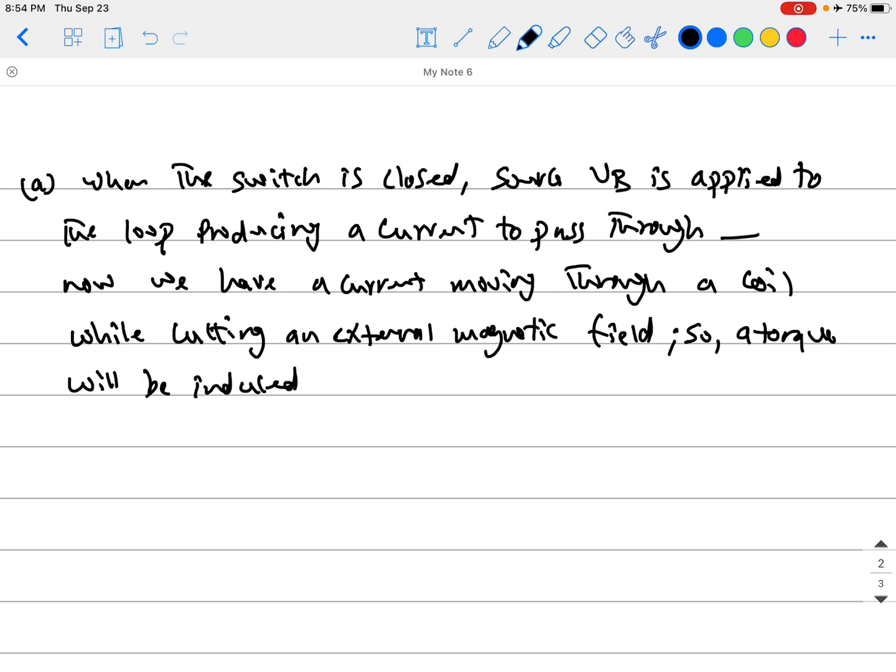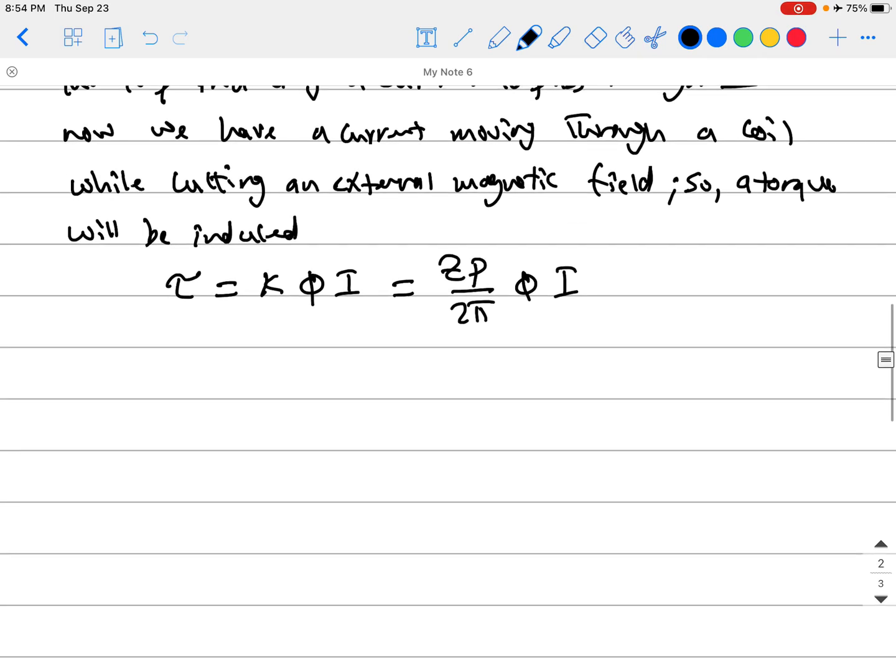Now you have a mechanical torque produced in this. Okay, and you can actually calculate this torque. If you remember this torque from the last lecture, it equaled the constant K multiplied by phi multiplied by the current I. And this K, remember, equals ZP over 2 pi, while Z is the number of conductors, P the number of poles, phi the flux, and I the current. That is the very last thing we discussed in the last lecture. Keep that in mind. Okay, so now you have a torque.